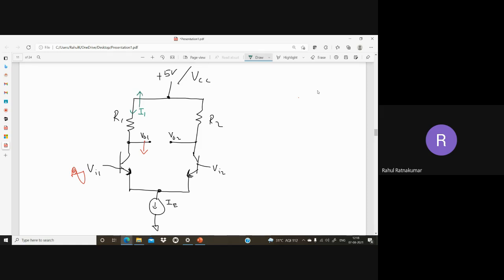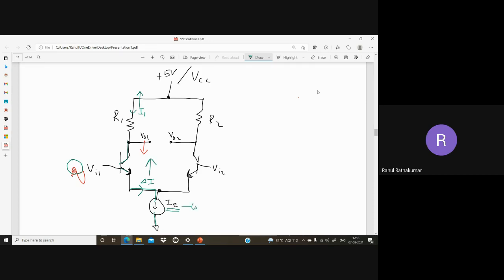So what happened? This I1 is flowing through this point to the transistor inside, and it's coming through the ground here, to the ground. Now this current is increasing. That means initially there was a current. Now because of the increase in input Vi, my current is increasing. But you can see here the IE is constant.